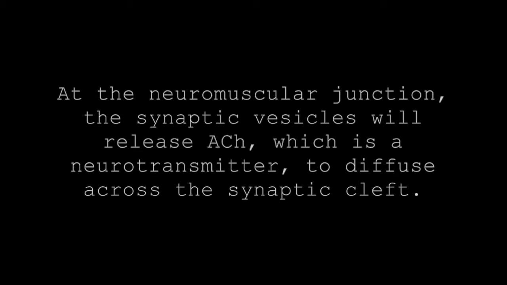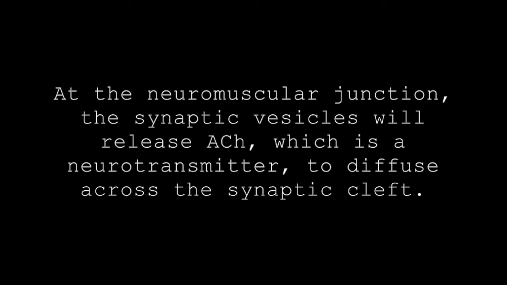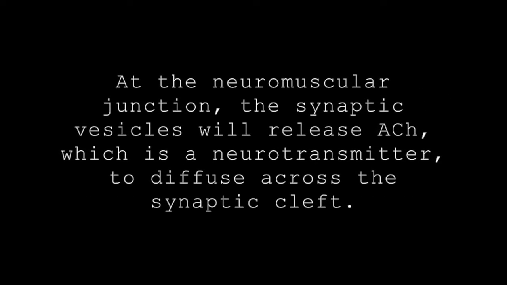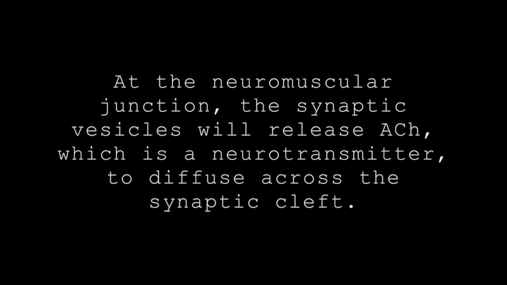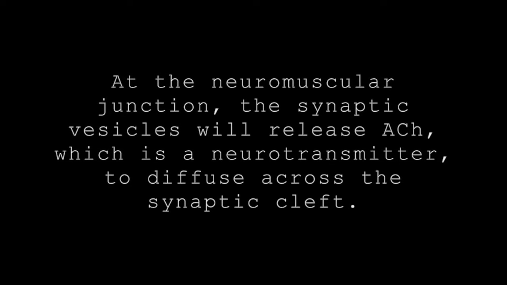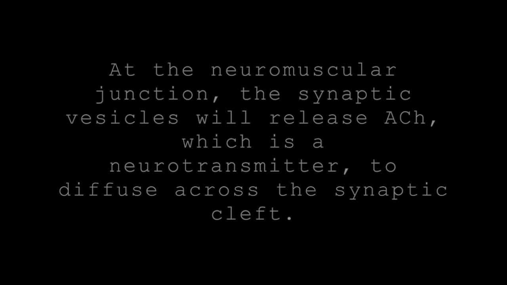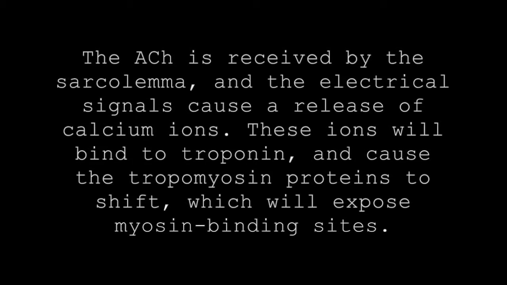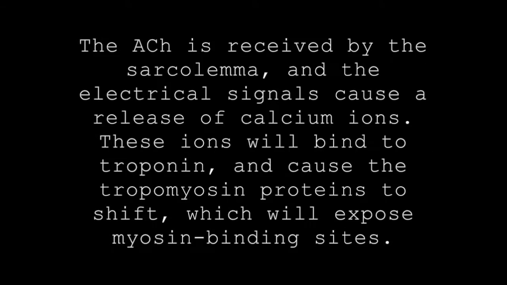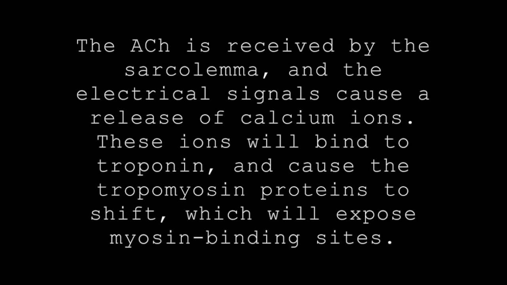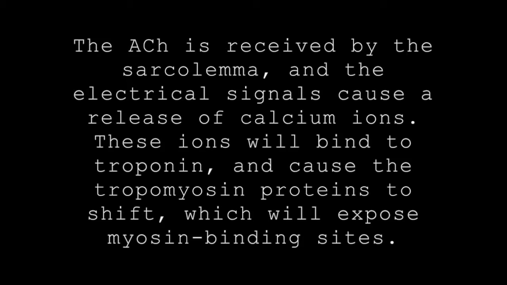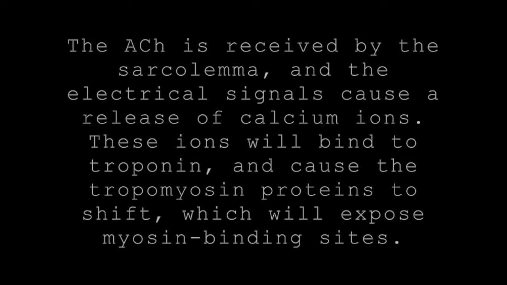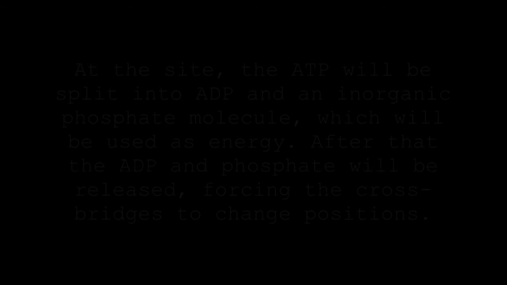At the neuromuscular junction, the synaptic vesicles will release acetylcholine, or ACh, which is a neurotransmitter, to diffuse across the synaptic cleft. The ACh is received by the sarcolemma, and the electrical signals cause a release of the calcium ions. These ions will bind to troponin and cause the tropomyosin proteins to shift, which will expose myosin binding sites.